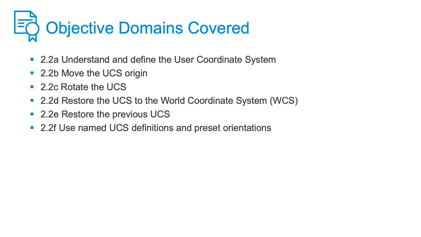The UCS is a movable Cartesian coordinate system that establishes the XY work plane, horizontal and vertical directions, axes of rotation, and other useful geometric references.